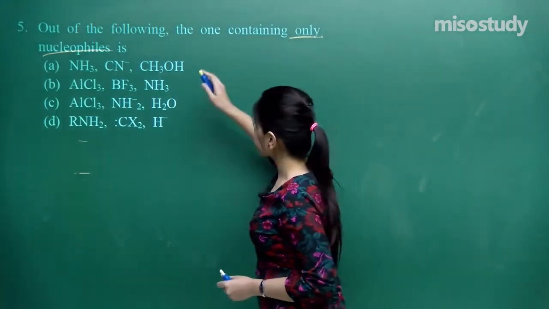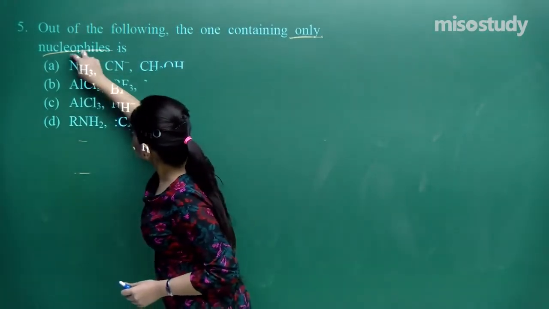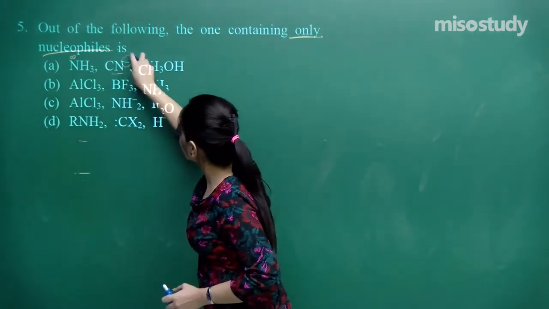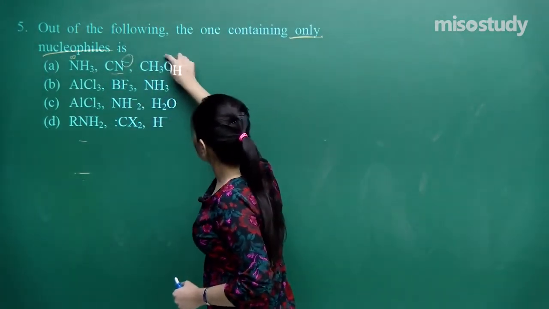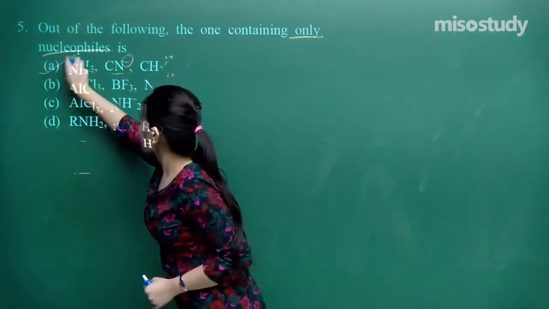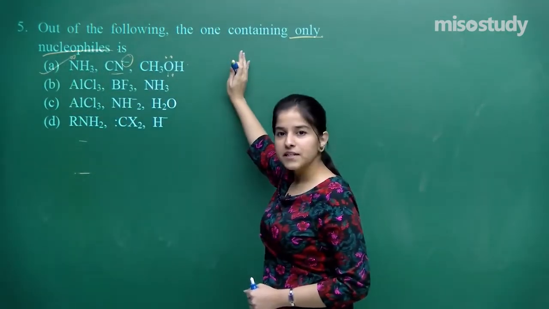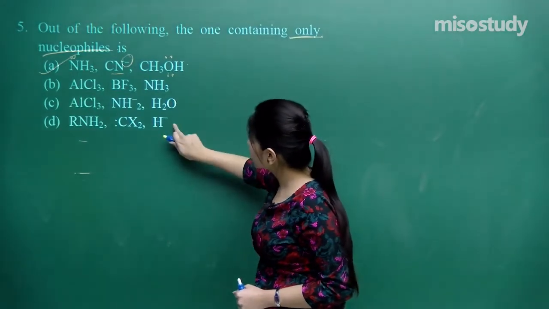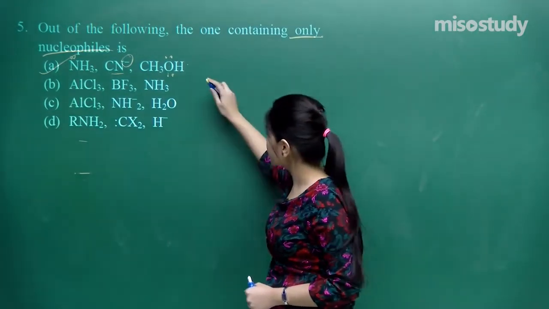So if you see over here, I have got ammonia, it has got lone pairs, CN again got a negative charge, CH3OH has got lone pairs. So that is our option. Only the nucleophiles it contains. But if you see over here, let us just discuss the other three as well.